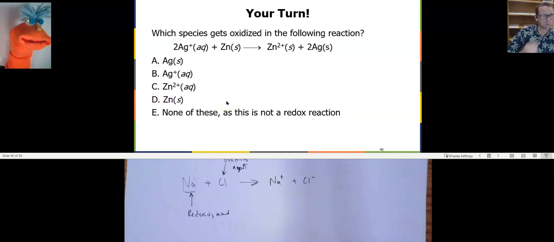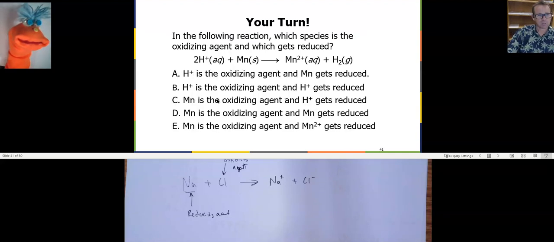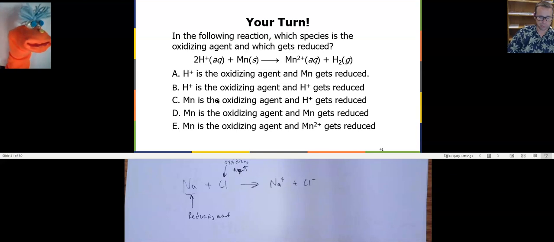Okay, here you go. Which species gets oxidized in the following reaction? This is just asking for what species gets oxidized, right? That's right. So the answer is zinc. All right, zinc is oxidized. That one was easy for you because you know how to recognize whether a chemical has been oxidized or reduced, right? Yeah. Good. How about this one? Which chemical is the oxidizing agent and gets reduced?